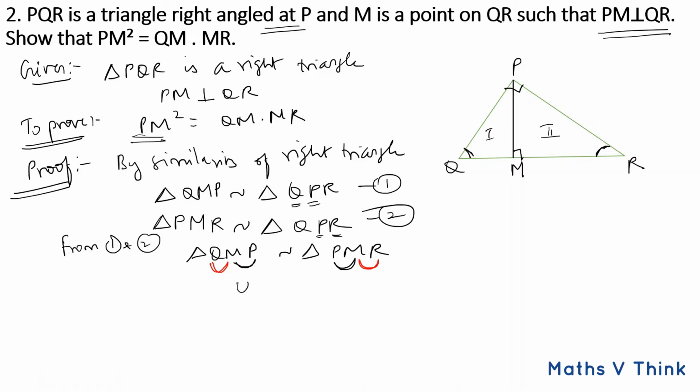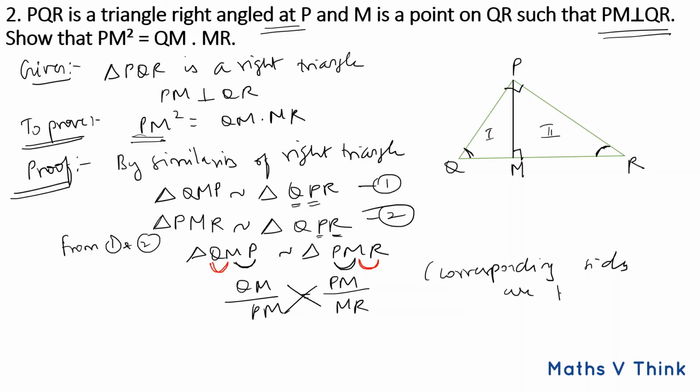So QM divided by PM is equal to PM divided by MR. The reason is corresponding sides are proportional. So cross multiplying, we get PM square is equal to QM into MR. So we got what we had to prove. So hence proved.